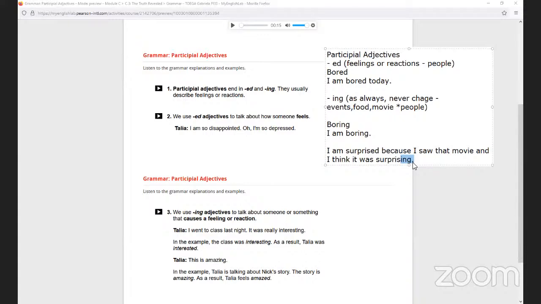So we always choose ed for people, for feelings, for reactions. For example, I'm so disappointed, or oh, I'm so depressed. It is because my feelings, my reaction, is going to change. Time after is going to change, so that's why. And after, I am using the ing form here.